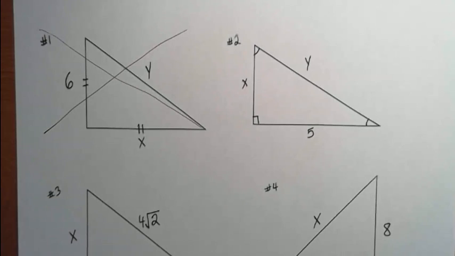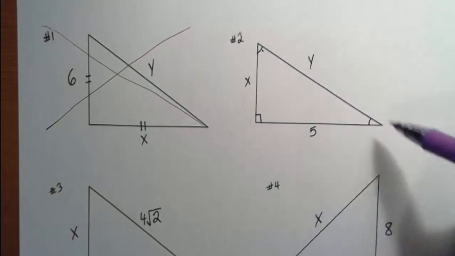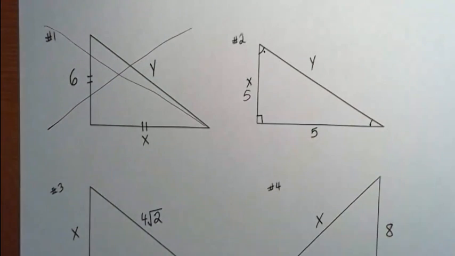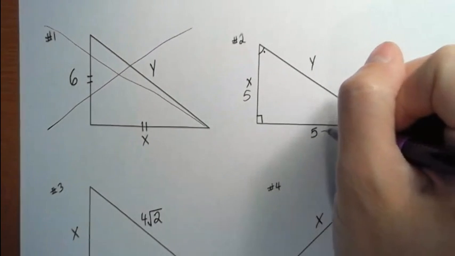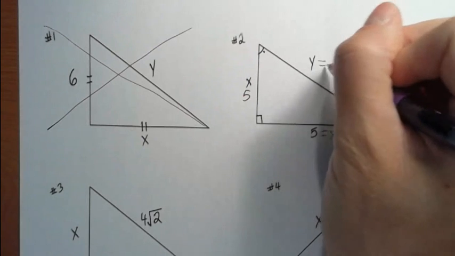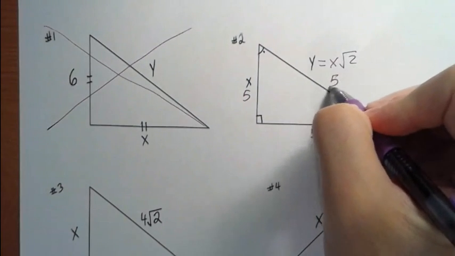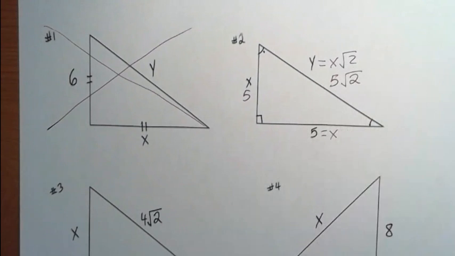In number 2, we know that we have angles that are the same. That means we have an isosceles triangle. So it would be a 5 here. Since these are both x, y should be x root 2. That means that our hypotenuse is going to be 5 root 2. Pretty straightforward stuff, even easier than a 30, 60, 90 triangle.